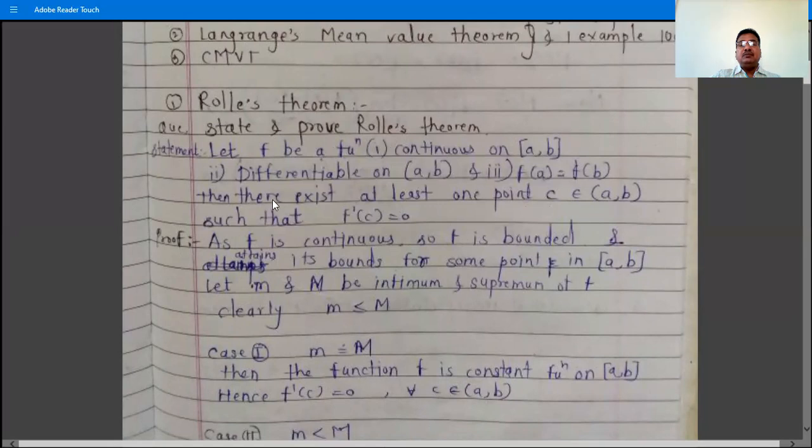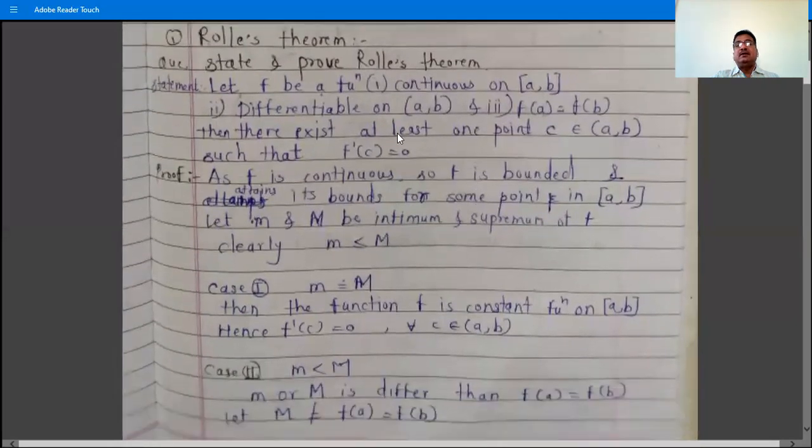So what do we have to prove? These three conditions are given. We have to show that there exists a point c belonging to the open interval (a, b) such that f'(c) is equal to 0. Given: f is continuous on the closed interval [a, b], f is differentiable on the open interval (a, b), and f(a) is equal to f(b). Then we have to prove that there exists at least one point c in (a, b) such that the derivative at that point is 0.